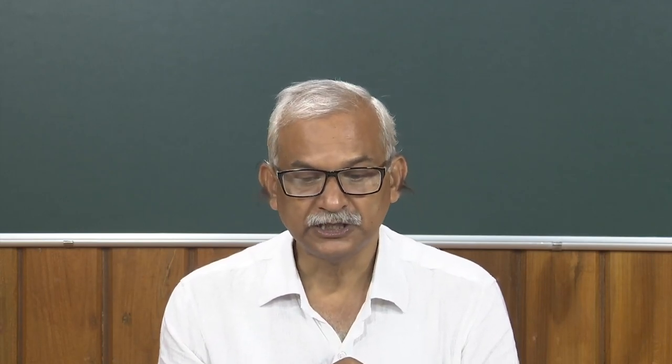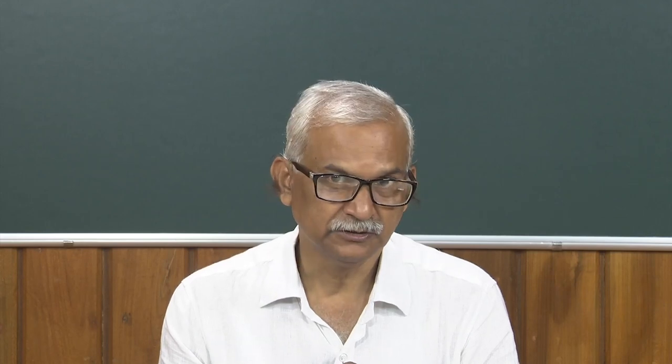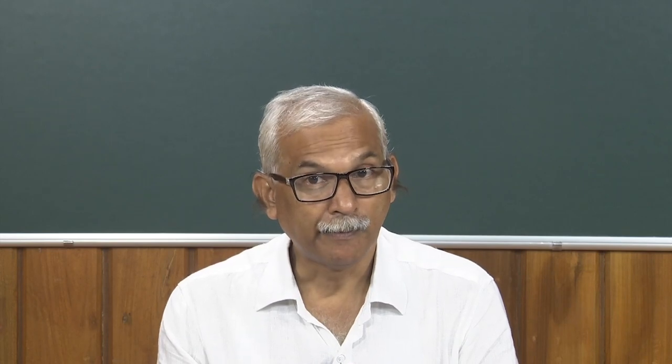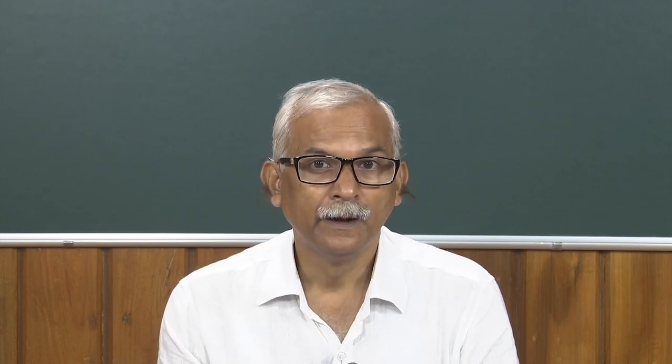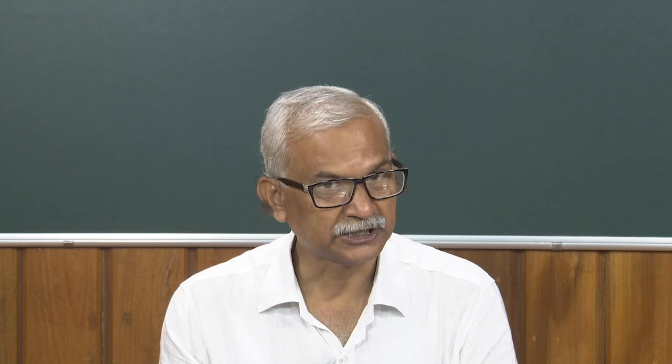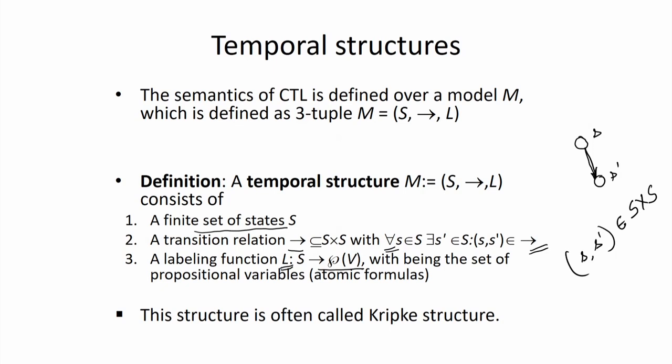So, you just see that the CTL structure is similar to a finite state transition machine. We have a finite number of states and we have some transitions from states to states of this particular machine, but the transition has a particular property: it is complete. That means, from every state there must be an outgoing transition to some next state. Along with that, we have this particular labeling function. So, this is extra apart from the formal definition of a finite state machine, we have this particular labeling function.